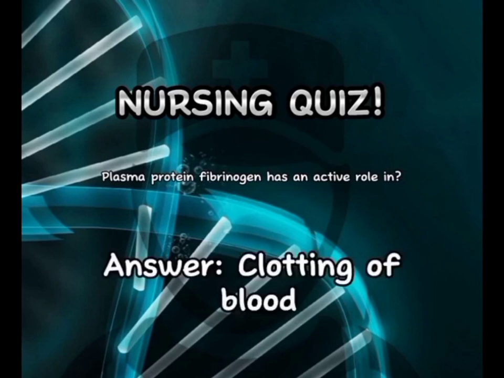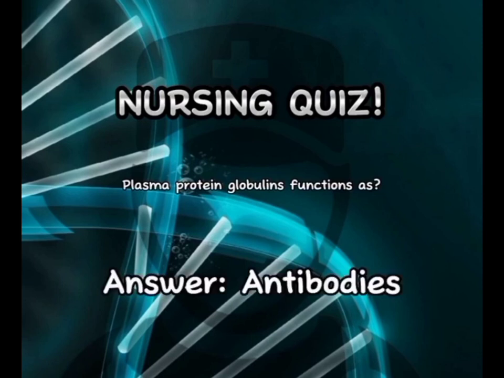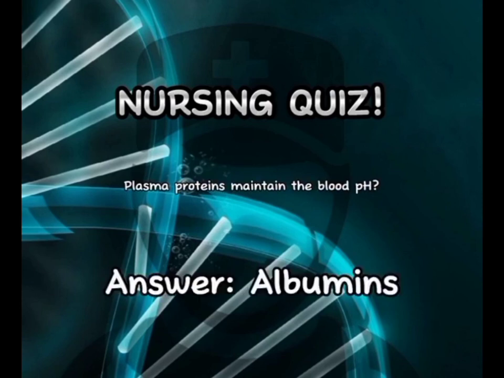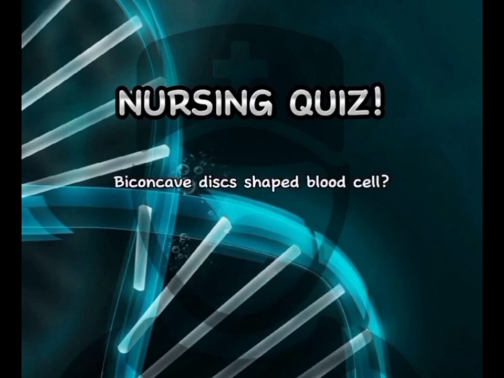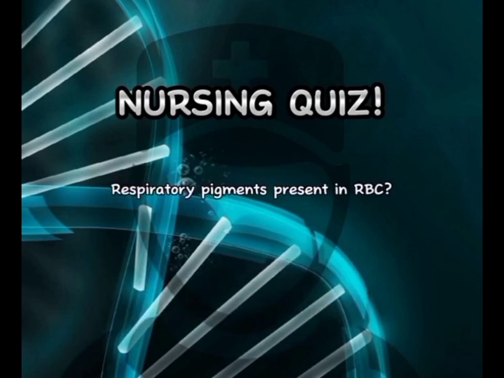Answer: clotting of blood. Plasma protein globulins functions as? Answer: antibodies. Plasma proteins maintain the blood pH? Answer: albumins. Biconcave disc-shaped blood cell? Answer: RBC, erythrocytes. Respiratory pigments present in RBC?